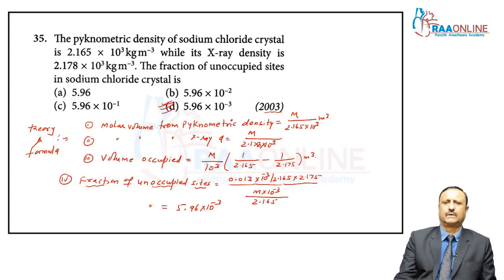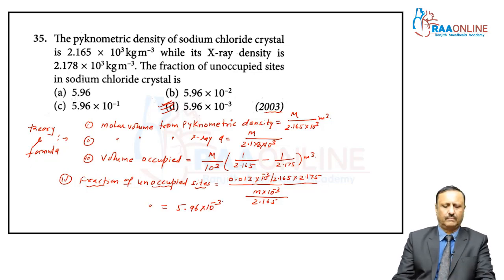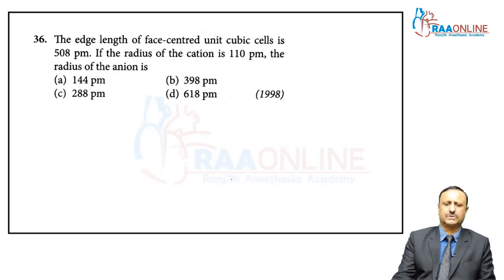First of all, we can get the molar volume, the pycnometric density, and the X-ray density, and then the volume occupied, and the fraction of unoccupied is 1 minus that. Put the values and get the answer. Now, my dear students, we can go to question number 36.